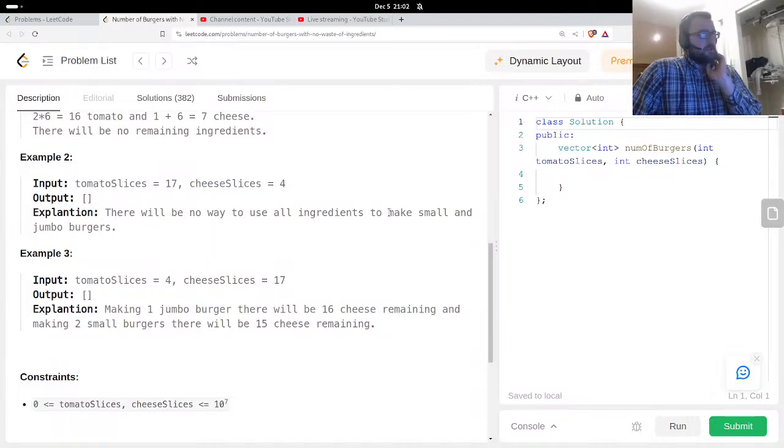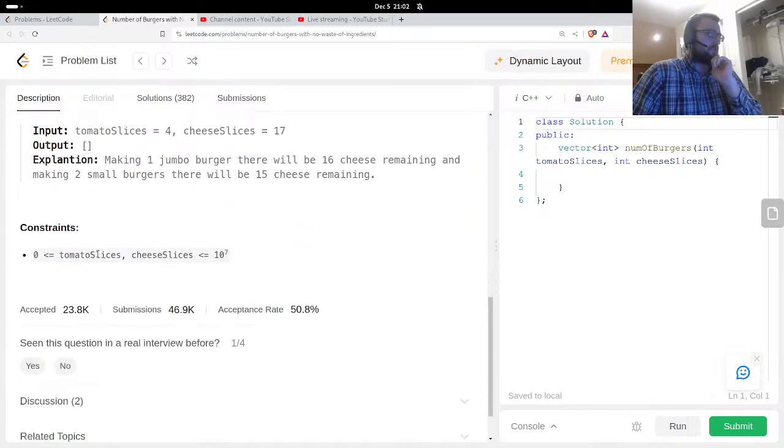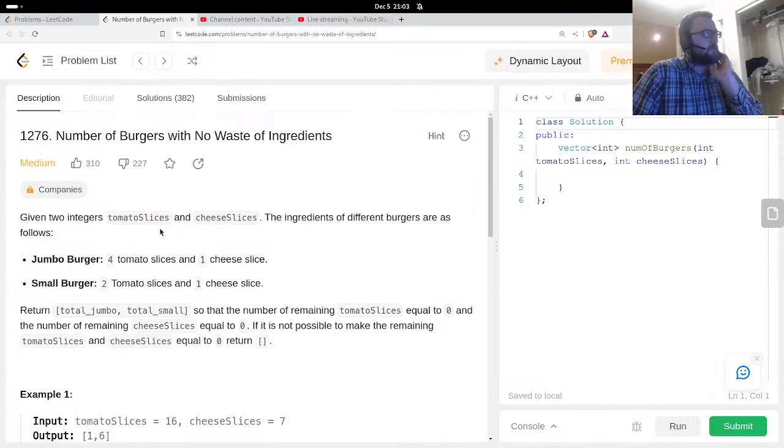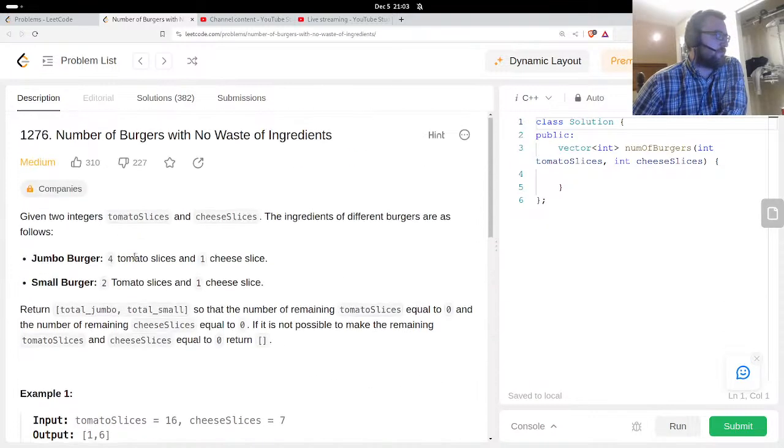There will be no way to use all ingredients to make small and jumbo burgers, 17 and 4. Making 1 jumbo burger, there will be 16 cheese remaining, and making 2 small burgers, there will be 15 cheese remaining. Tomato slices, cheese slices between 0 and 10 to the 7th inclusive, so 10 million. So pretty low submission rate and sort of medium acceptance rate. Not too hard, but pretty large number of people skip this question.